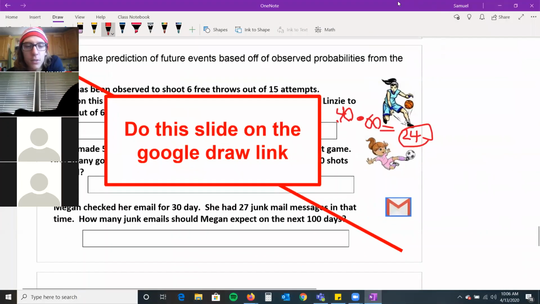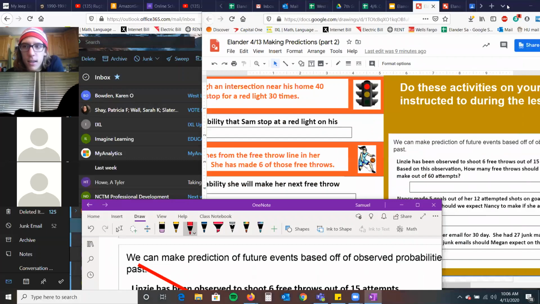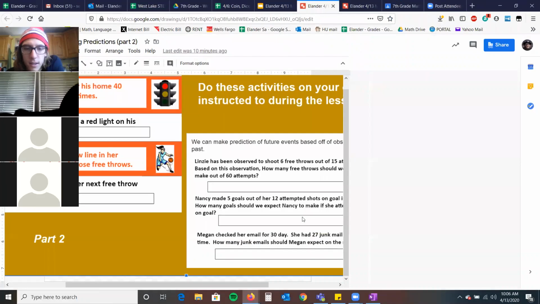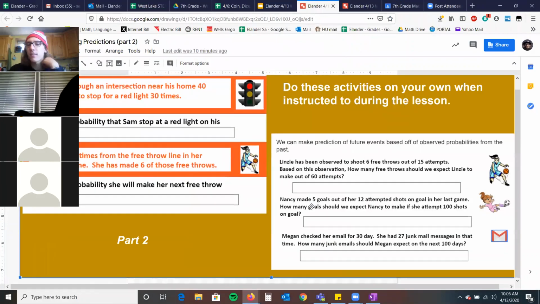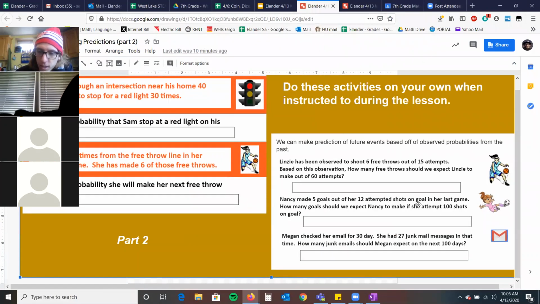So on these last two, let's see what you guys got. Nancy made 5 out of 12 of her attempted shots on goal in her last soccer game. How many goals should we expect Nancy to make if she attempts 100 shots on goal? And the other one was Megan checked her email for 30 days. She had 27 junk mail messages in that time. How many junk mail messages would she get in the next 100 days?